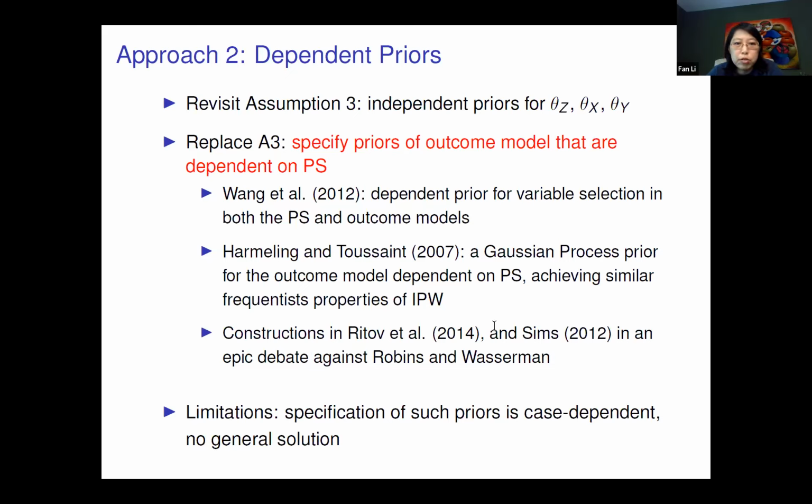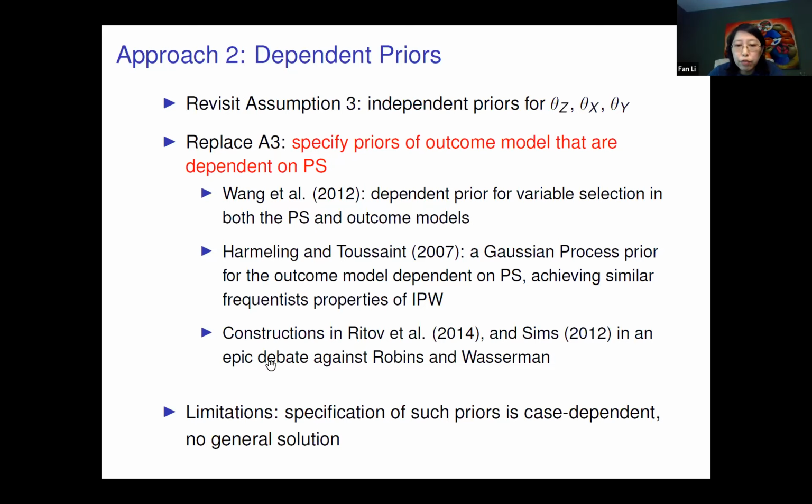Anyway, the second approach is, remember we have this key assumption of prior independence. Basically it says the parameters for the three different models are a priori distinct and independent. That doesn't seem reasonable in many cases. So people say, why not forgo that assumption? Instead, I will specify priors for the outcome model that are dependent on the propensity score.